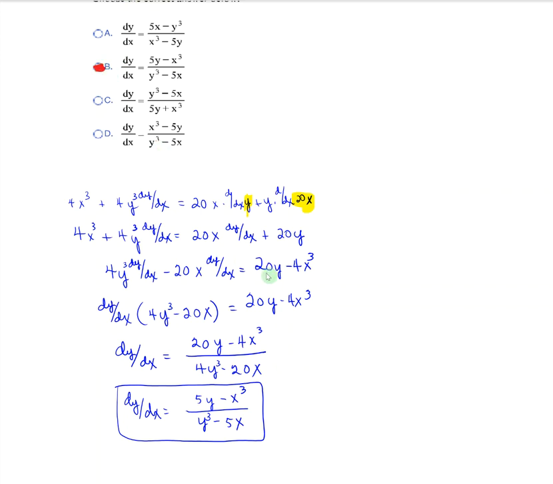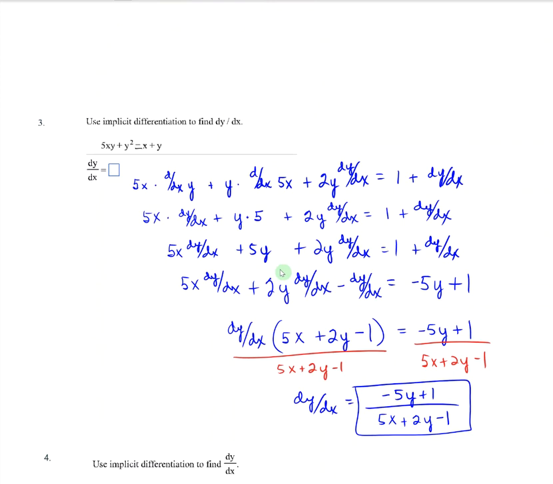All right, let's go to number 3. Same thing. We're going to do each term knowing that this is a product. So first times derivative of the second plus second times derivative of the first plus derivative of this is 2y dy/dx. Derivative of x is 1 and derivative of y is 1 dy/dx. So then you had 5x dy/dx plus 5y plus 2y dy/dx equals that.